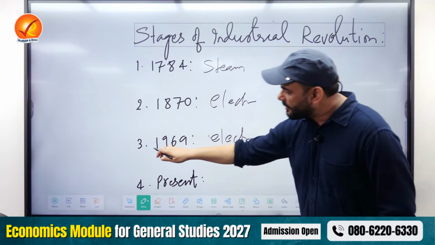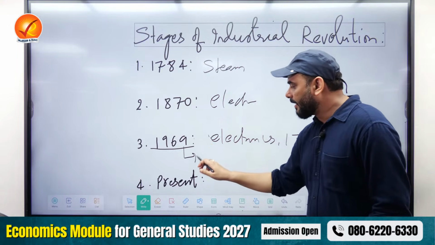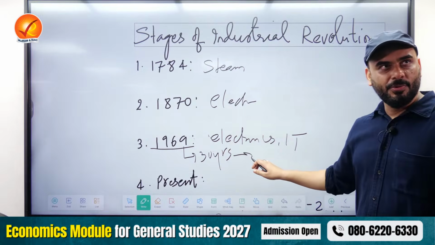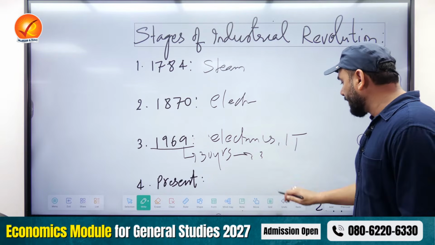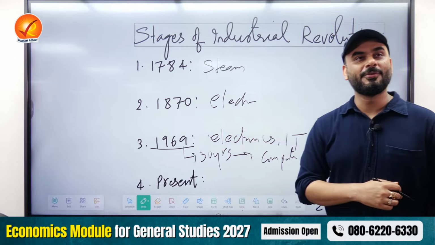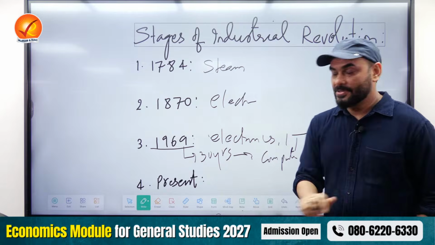And if you see the history, economic history and technology history, you will see after 1969, in the next 30 years, what happened? A lot of computers came. And in the next 30 years, the entire world got computers. But how many years did it take the world to get the computers? 30 years. It took a good amount of time, 30 years.